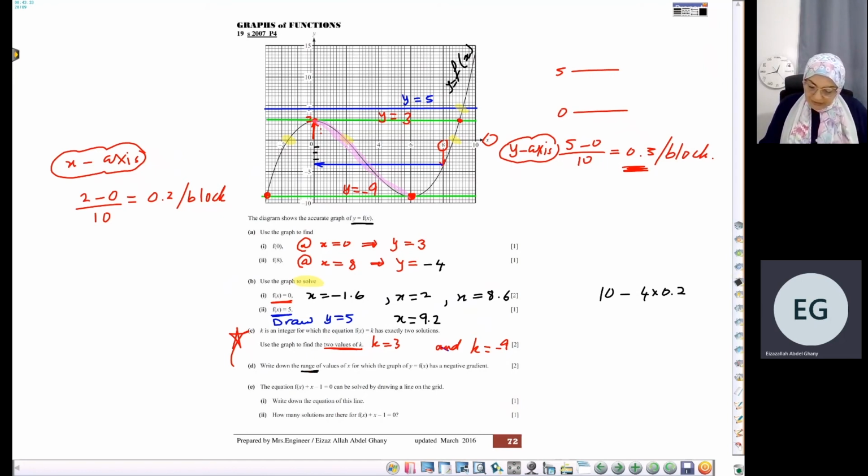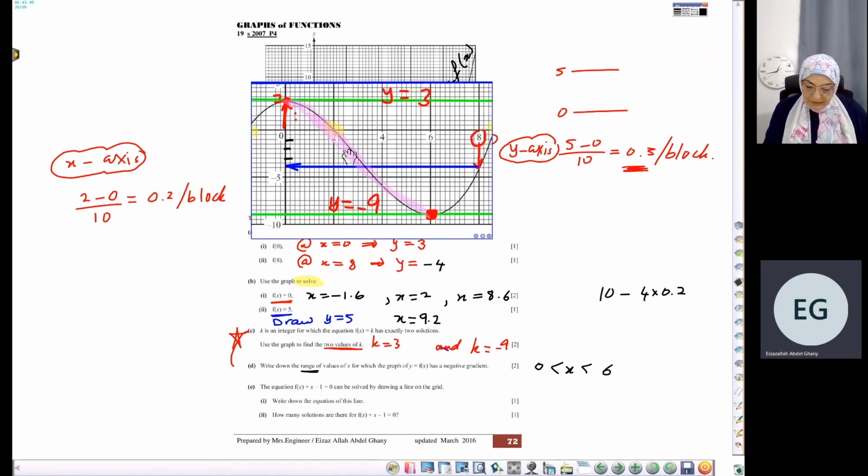You just read them on the x-axis. Range means inequality. So the answer, you will write x lies between 0 and 6, because on the x-axis this pink ramp, the sliding down negative gradient, starts from x equals 0 and ends at x equals 6. We write it with two crocodiles, this side. And you have to arrange them like small, medium, large. 0, then x, then 6. It should be arranged like that between the two crocodiles.